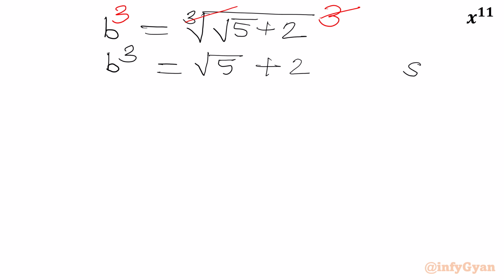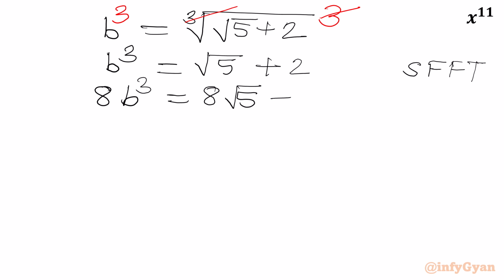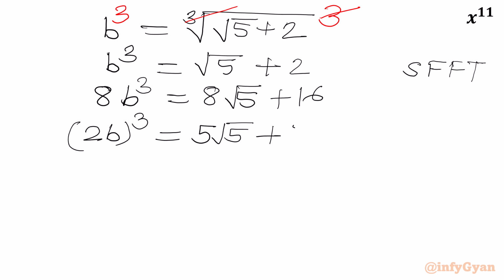Now I will use Simon's favorite factoring trick. I need to multiply both sides by 8. So I will write 8b cube equal to 8 square root 5 plus 8 times 2, 16. Now 8 is 2 cube, so I can write 2b whole cube as our LHS. Right hand side we will split 8 root 5 as 5 root 5 plus 3 root 5. And 16 we will write 1 plus 15.